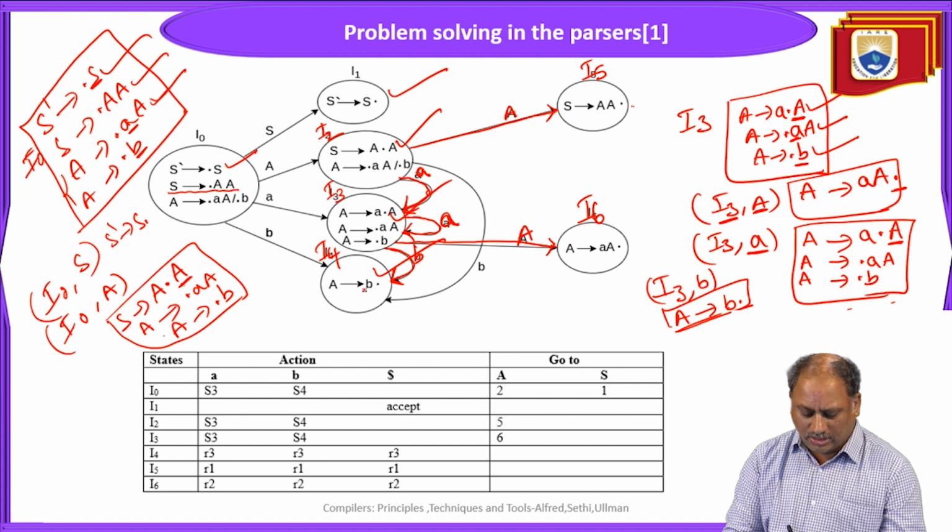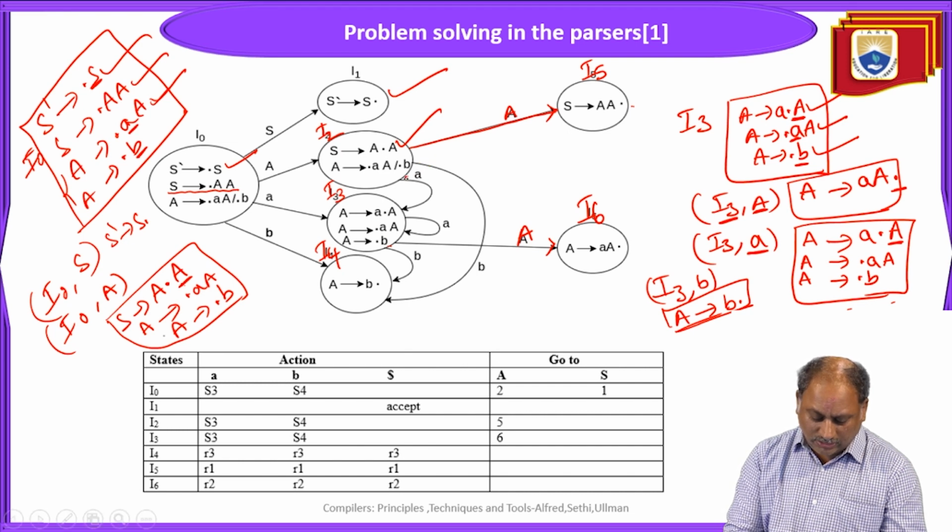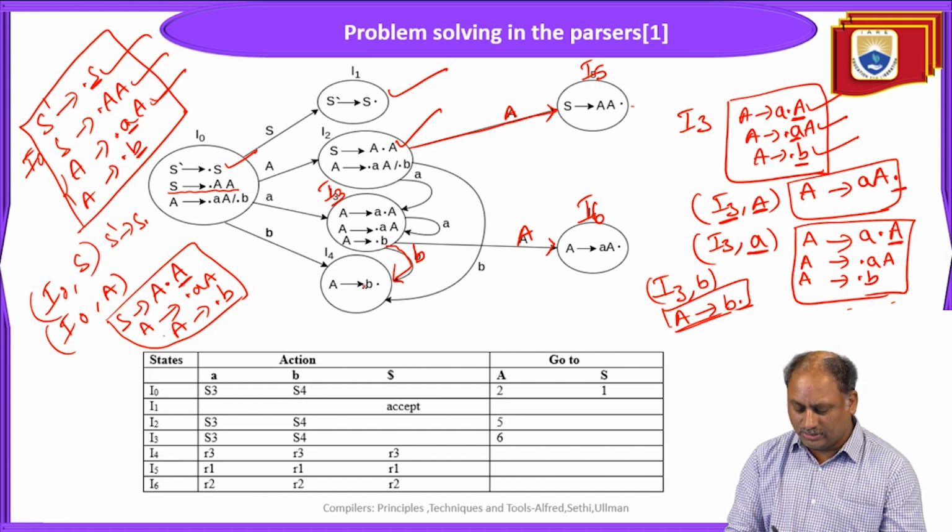Now this production B dot is already available, that is I4. So that's why we are going to make the B transition. The previous one was I2 comma B. Now here it is I3 comma B. This is the I3 state, and performing the closure operation we reach the state A derives B dot. So this is the I4 state, instead of writing a new one.